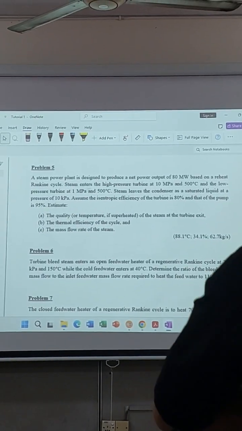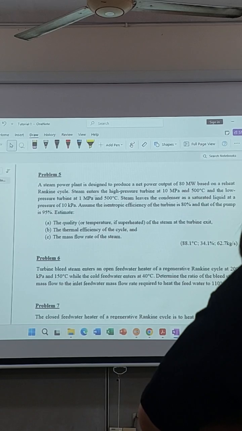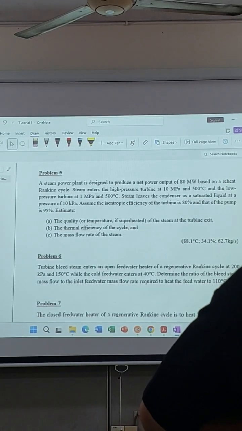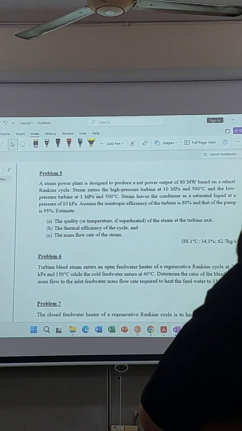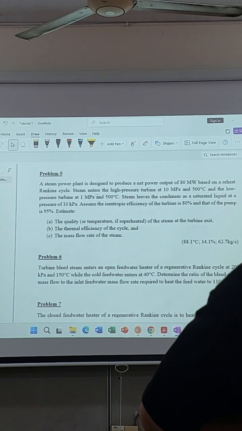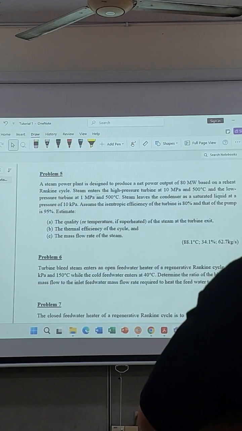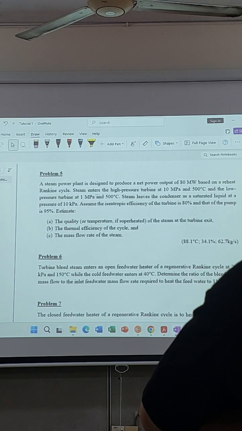Like a very common thing. The 10 kilopascal saturated liquid, the h is just 191.1. So assume the isentropic efficiency of the turbine is 80% and the pump is 95%. A, estimate the quality of the steam at the turbine exit. B, the thermal efficiency of the cycle, and C, the mass flow of the steam.